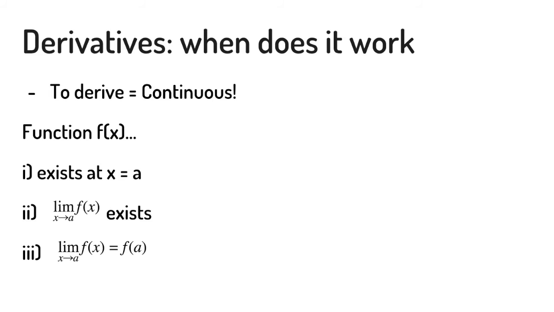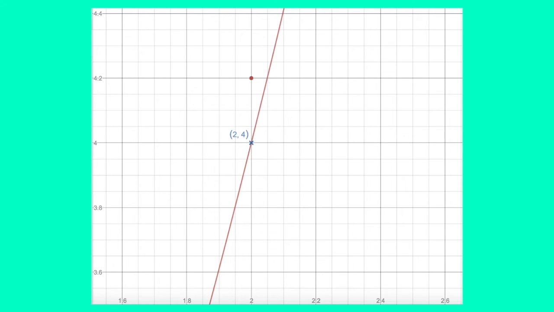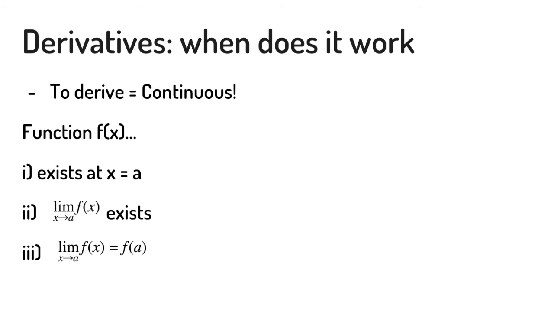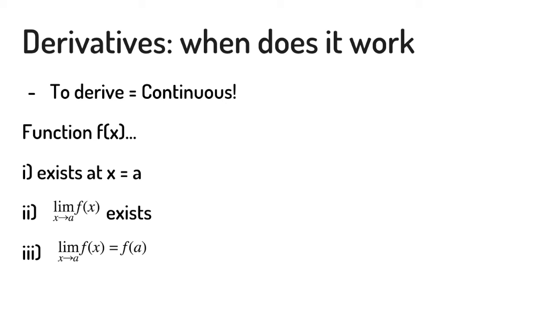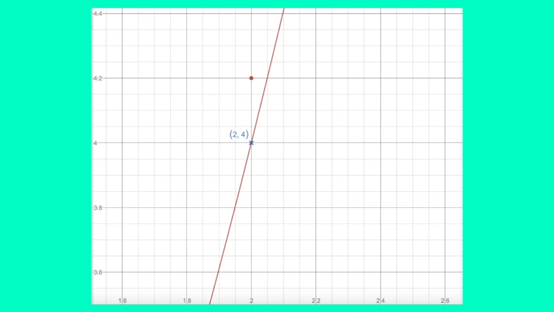So the third condition: the limit as x approaches a of f(x) equals f(a). Does this happen? No, because the limit as x approaches a of f(x) is equal to 4, but f(2) in this function is defined as 4.2, so 4 does not equal 4.2, and that is the reason why we can't apply a derivative to this function at point 2.